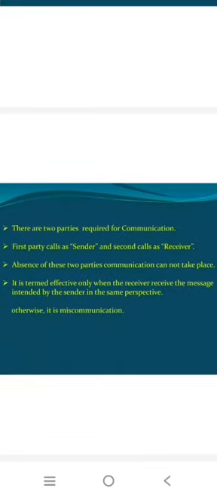There are two parties required for communication. The first party is called the sender and the second is called the receiver. In the absence of these two parties, communication cannot take place. It is termed effective only when the receiver receives the message intended by the sender in the same perspective. Otherwise, it is miscommunication.